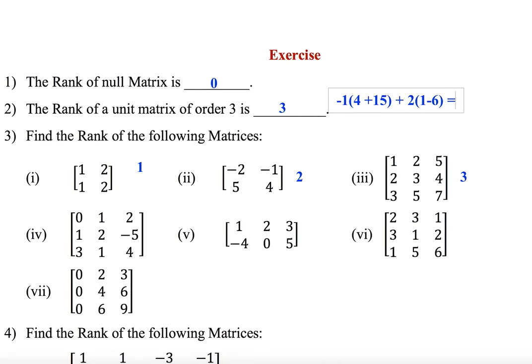We are not interested in the determinant value. We have to see whether it is 0 or not. This is 19, and 5 into 2 is 10. Minus 19 minus 10 is minus 29, so it is not equal to 0. Since it is not equal to 0, it has full rank.